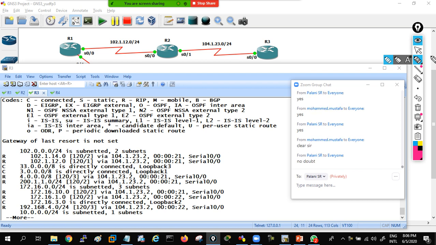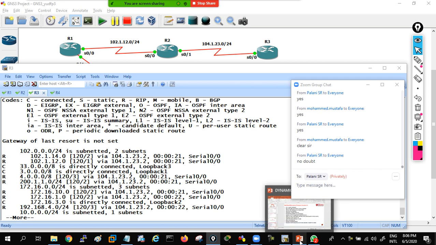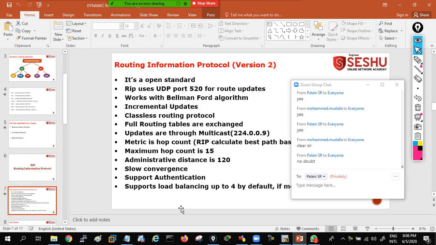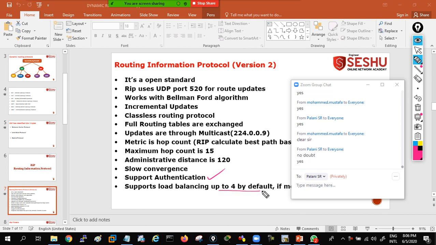So let's come back to our points. It supports authentication. So far it's clear, Palani. The authentication is clear for you. Now it supports load balancing up to 4 by default. So these are the points. Whenever they ask you in the interview, at least you need to give some points.